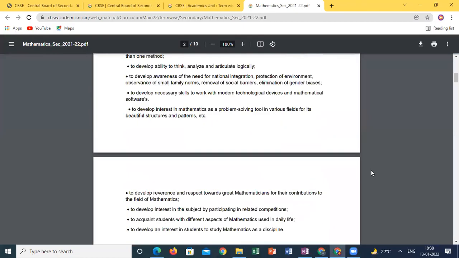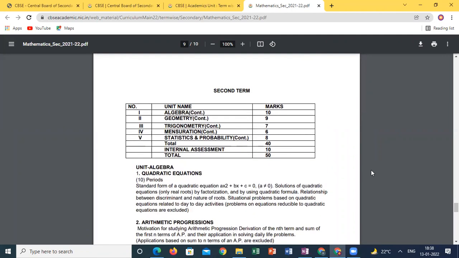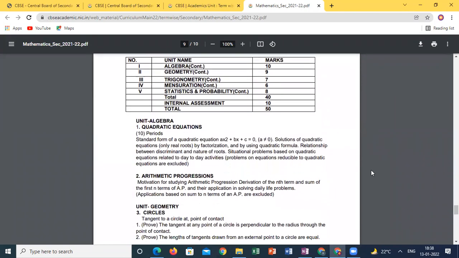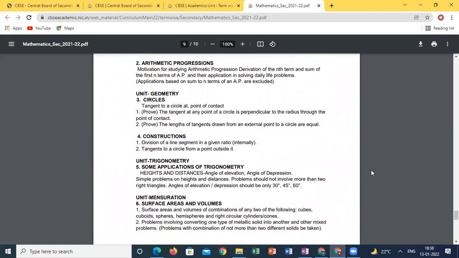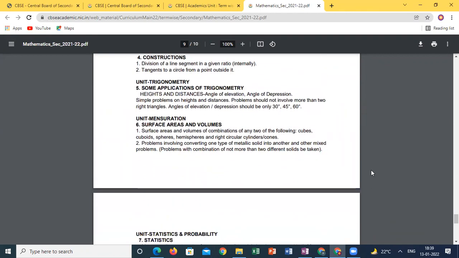So anyway, for the safer side, I'm going to analyze the main subject, mathematics. I'm going to share the screen and we'll discuss with respect to the screen. So this is our syllabus. Second term: algebra, geometry, trigonometry, quadratic equations. We have done algebra, quadratic equations, AP, circles. We have to do constructions. Some applications are done, surface areas. Then problems involving converting one type of metallic solid into another type, and mixed problems.